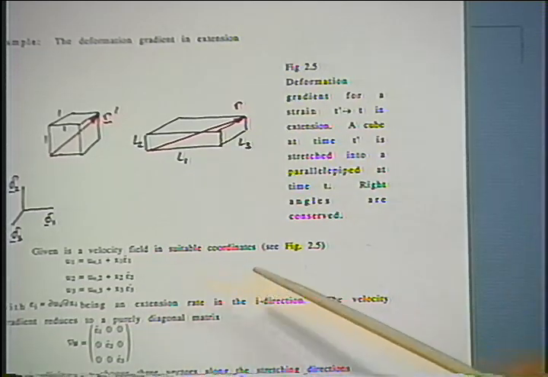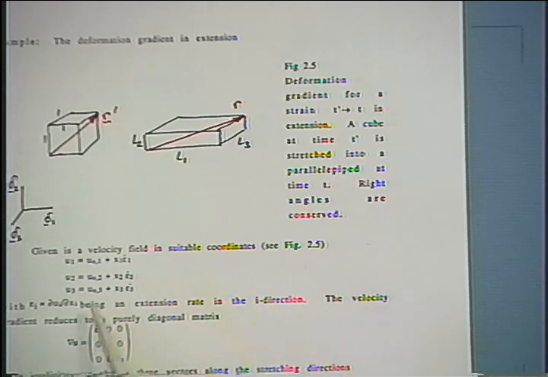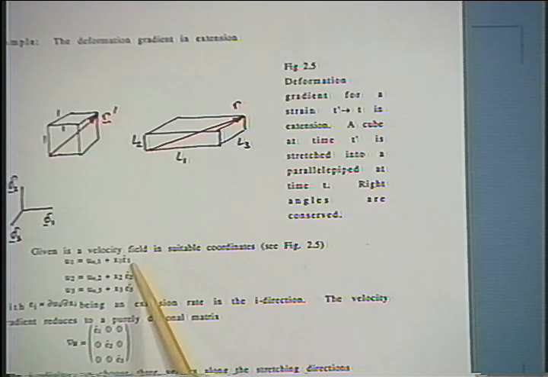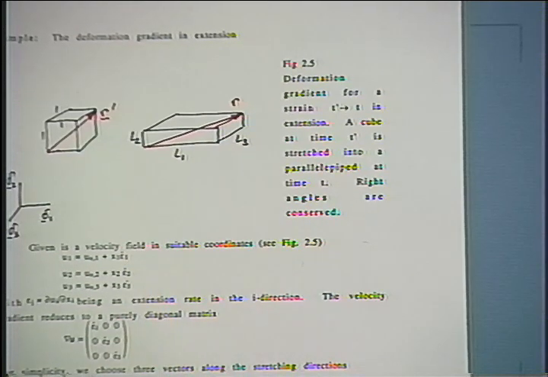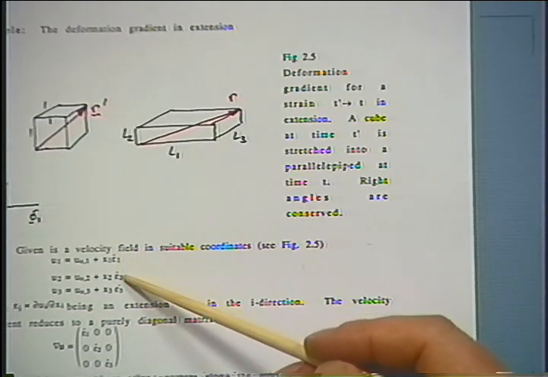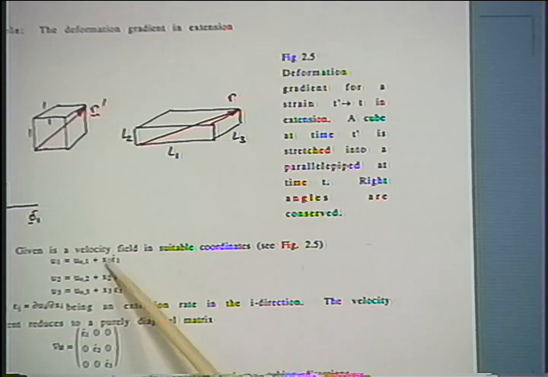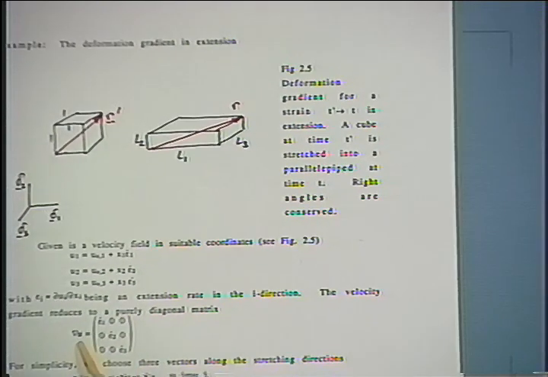To describe this type of deformation, we take a velocity field. Say the cube is moving with the velocity u0, and the stretching is given by the velocity gradient in the material, epsilon dot 1, epsilon dot 2, epsilon dot 3. The basic kinematics is now given with those velocity components. We have a velocity gradient which describes the stretching.